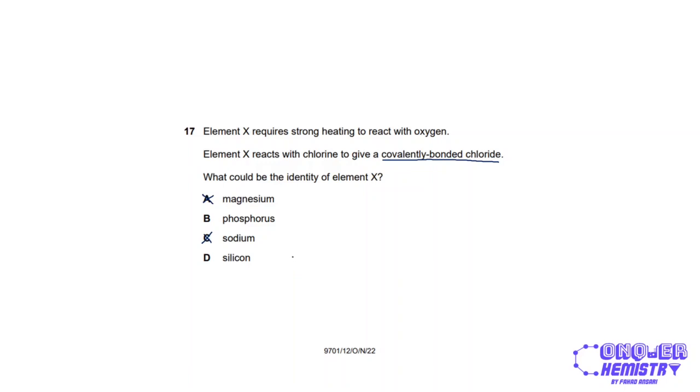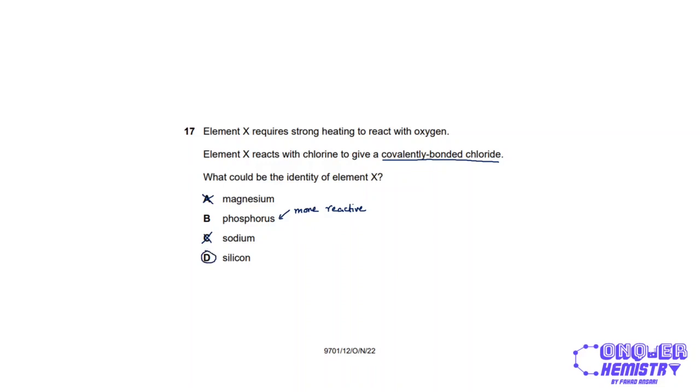Now the thing is that both of them are going to give you the covalently bonded chloride, but the thing is that phosphorus, you should know, is more reactive than silicon. And so that is why it does not need that strong heating to react with oxygen, but silicon does.